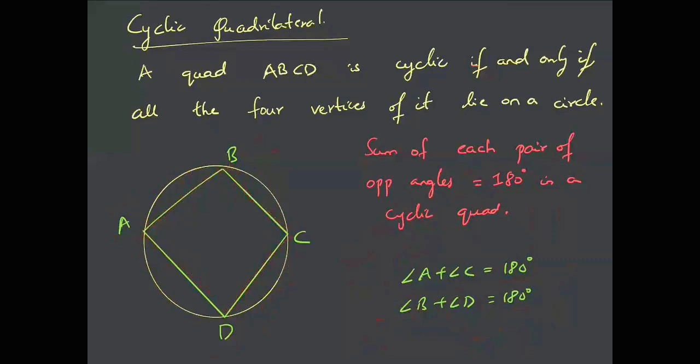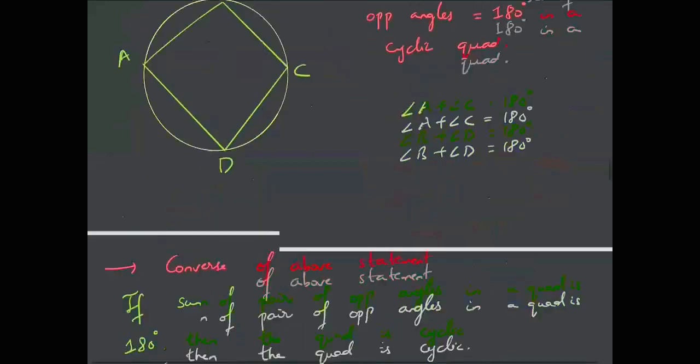So we have already proved that the sum of each pair of opposite angles is 180 degrees in a cyclic quadrilateral. That is, angle B plus angle D is 180 and angle A plus angle C is 180. Okay. So this thing we have already proved.